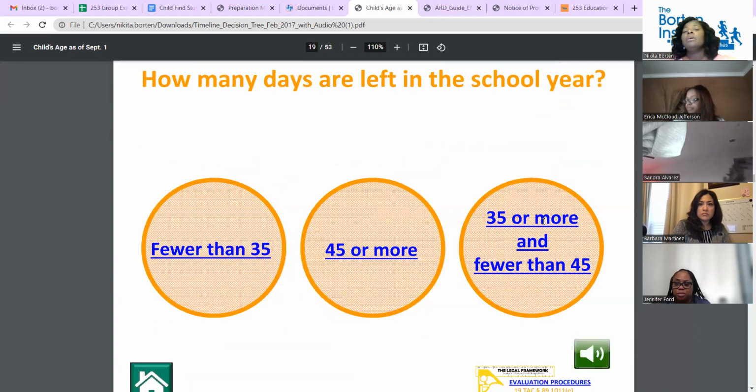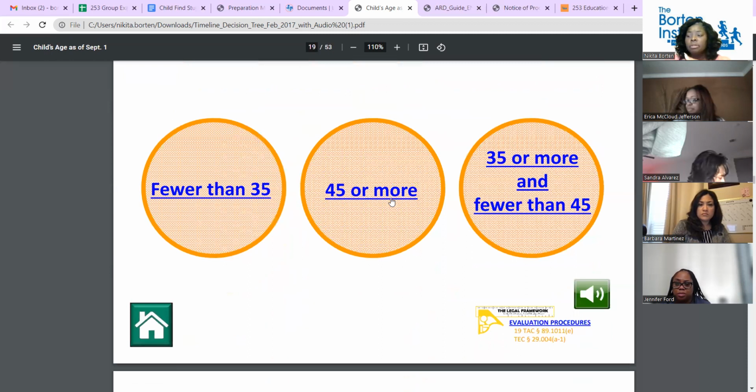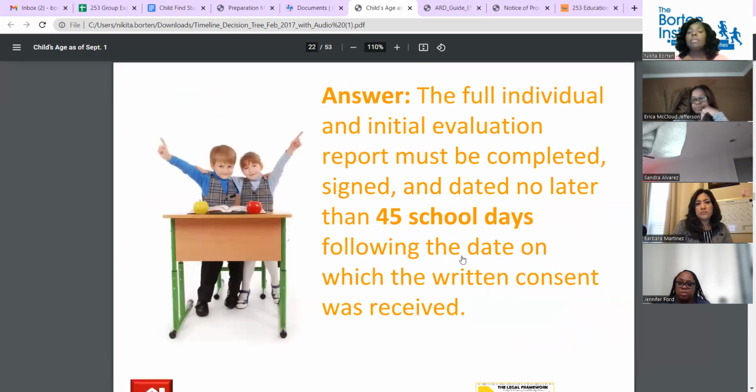So let's go back up. What if you get consent and there's more than 45 days left in the school year? Let's say you got consent in September. We have hundreds of days left in the school year. What if you get consent in October? We have way more than 45 days left in the school year. If you get consent with 45 days or more, same thing applies. You have 45 school days. If there's fewer than 35 days left, you have 45 school days. If there's more than 45 days left, you have 45 school days.